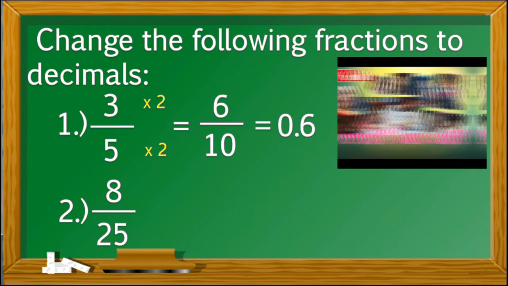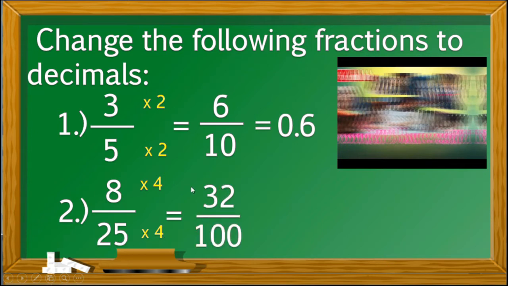Number 2, 8/25. So, i-multiply nyo doon ng 4 para maging 100. Di na pwedeng gawing 10 yan. Lagpas na ng 10. So, gagawin nyo mga 100. Multiply nyo ng 4. Yung 8, i-multiply nyo rin ng 4. So, 8 times 4 ay 32. 25 times 4 ay 100. So, ito yung magiging whole number.